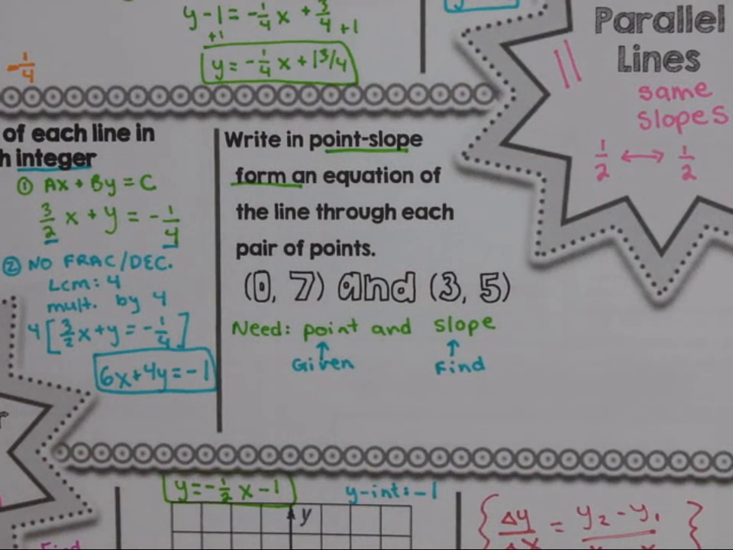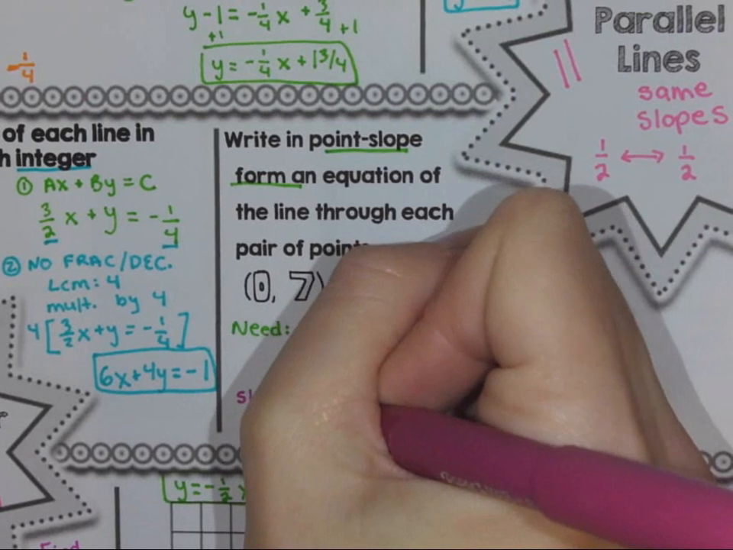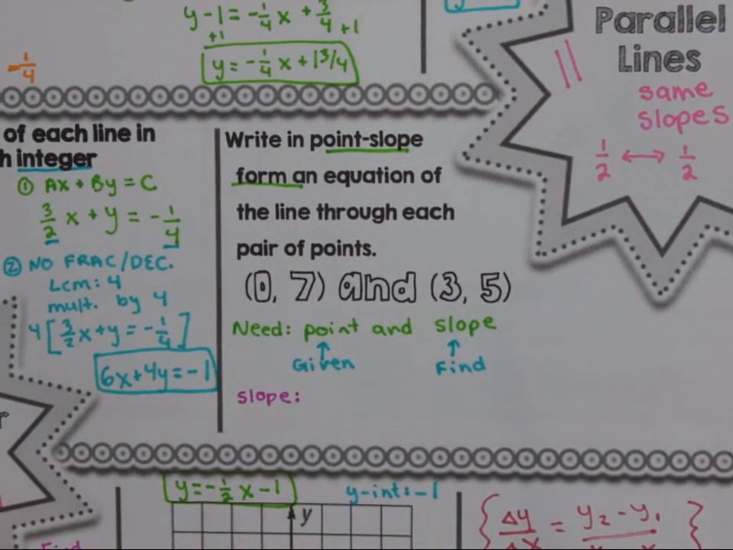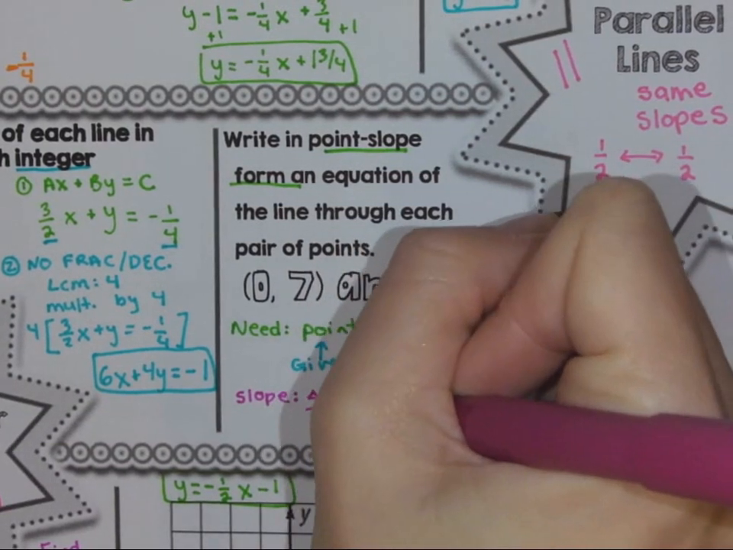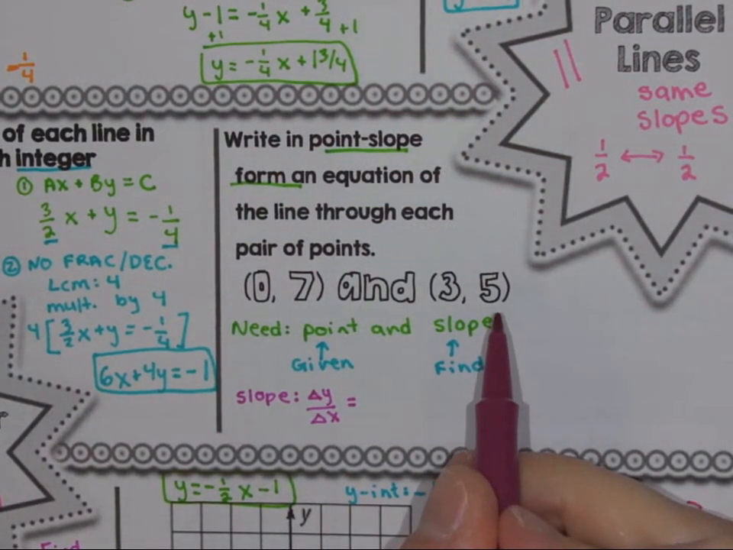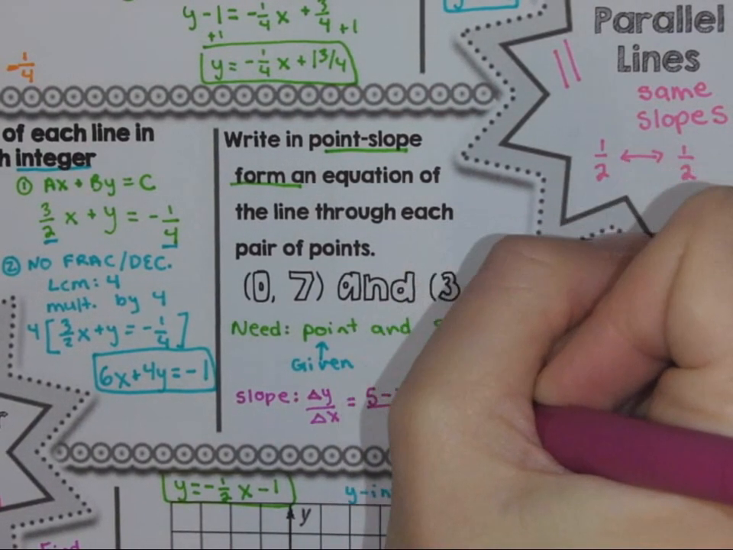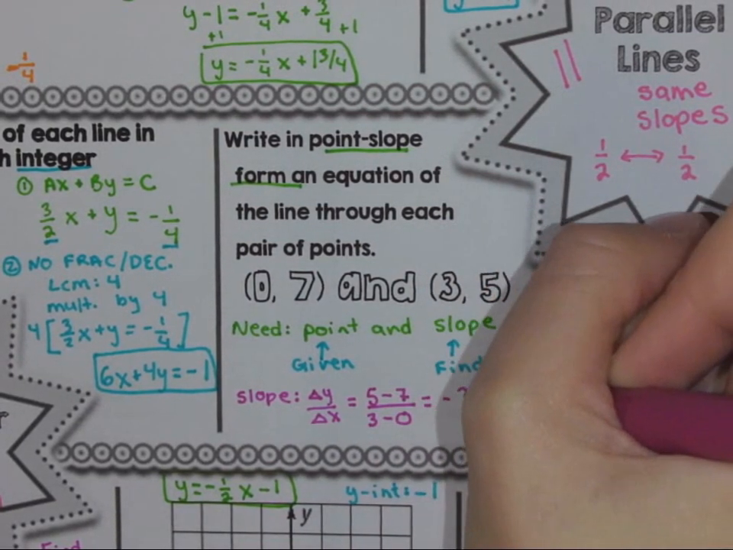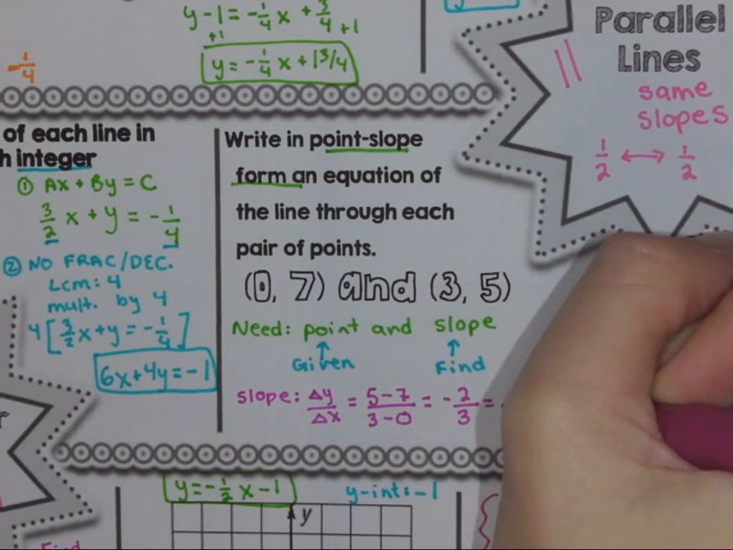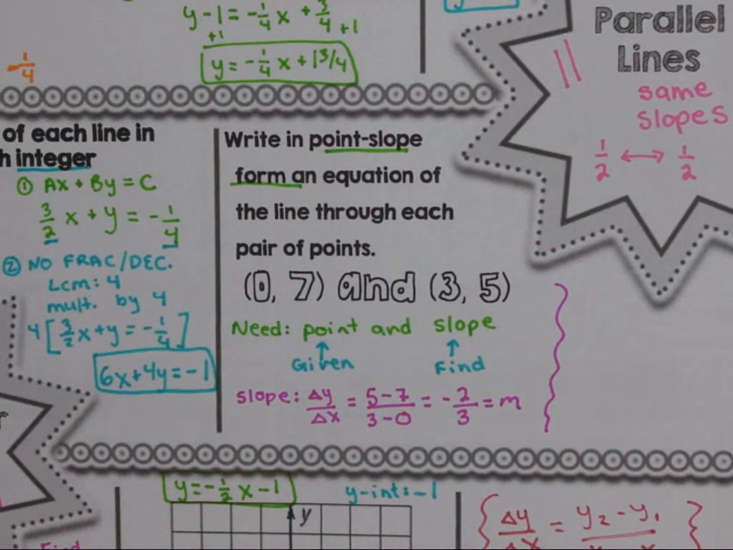So I'm going to come and say, okay, to find the slope, we're going to look at our change in y values over our change in x values. So we have 5 minus 7, those are my y values, over 3 minus 0. That gives me a slope of negative 2/3, which I can use in. So now we have everything we need. We have a point and a slope. So we can write our final answer.